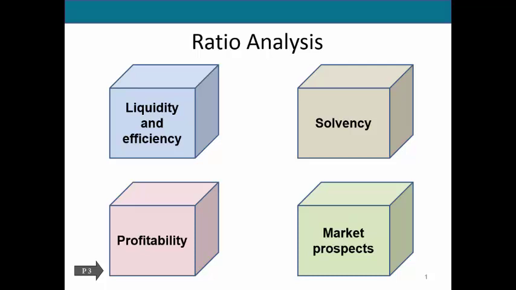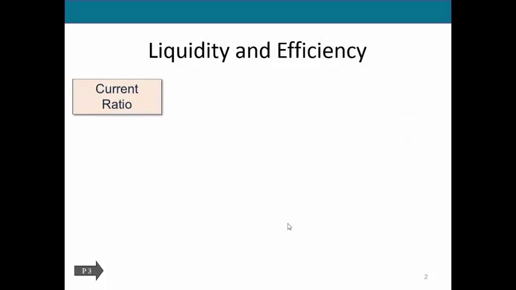As we move through these ratios, we're going to look at them in different categories. We're going to look at liquidity and efficiency ratios, solvency ratios, profitability, and then finally look at ratios that help us understand the market prospects of a company. When we talk about market prospects, we're looking at publicly traded companies. So we're looking at the value of a company's stock compared to different items that are important to people who might be investing. So let's move forward.